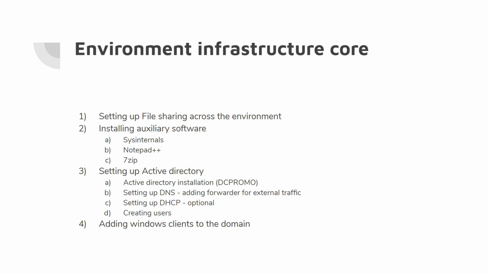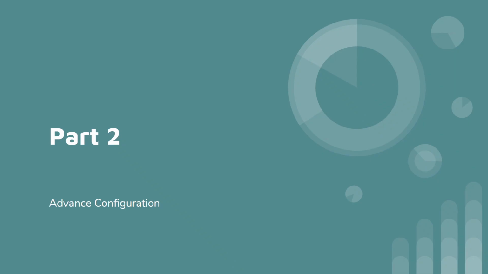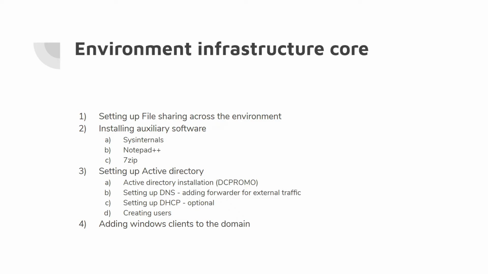We're going to set up the Active Directory as the next step. We're talking about Active Directory installation, setting up the DNS afterwards to give us some internet availability inside the environment. DHCP is optional, but I will show a pointer if you want to use it, and we'll create a few users. Once we create a few users, we're able to add Windows clients to the domain, and that's basically where we're going to wrap up the first part.